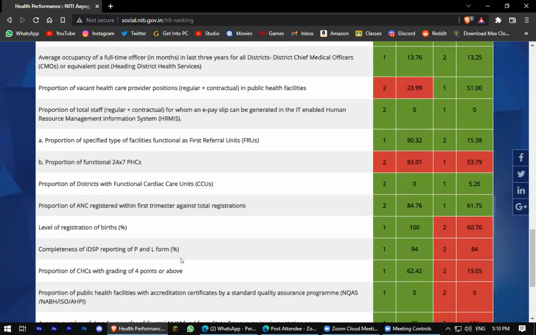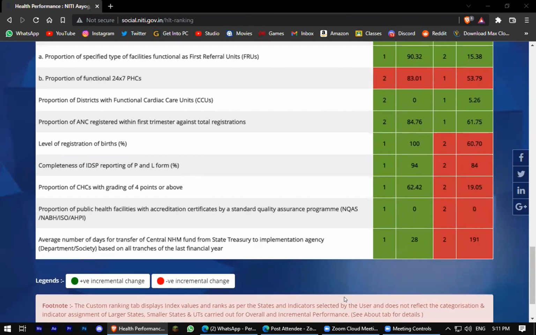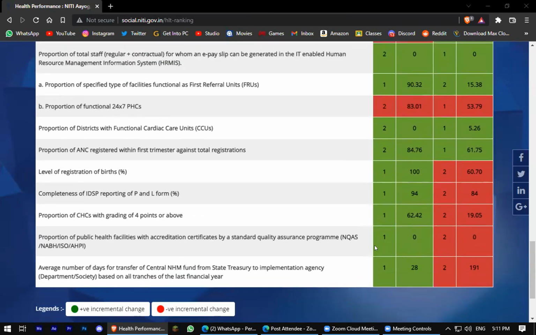So whatever is completion of IDSP, proportion of districts with functional cardiac care, zero. Assam we have zero actually, and this is why states like Assam are facing cases. And even Bihar is having very low number 5.26, but it is there. Here also it is zero. Standard quality assurance programs, they don't have NQAS accreditation. So if they don't have an accreditation, it means they don't have an infrastructure likewise. That is why this accreditation is not there. Might be the facilities are there, but they are not as per the standards.